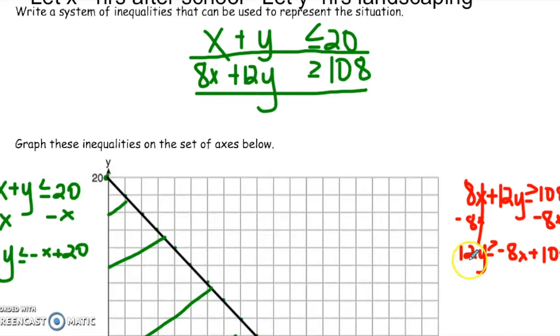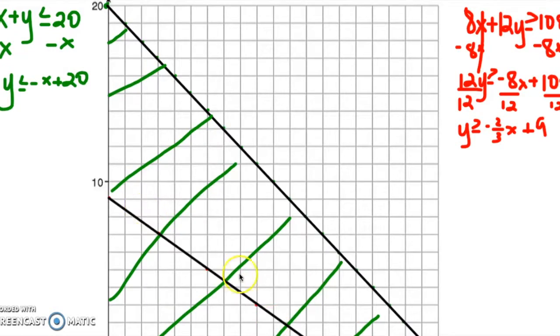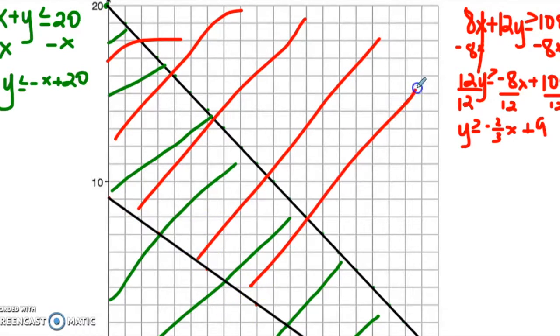So now just divide everything out. We brought the x over first. Now we're just going to divide everything by 12. So we have y is greater than 2/3 x plus 9. Now let's graph that. I have graphed it, and now I'm going to shade up. Whoa, a little crazy.